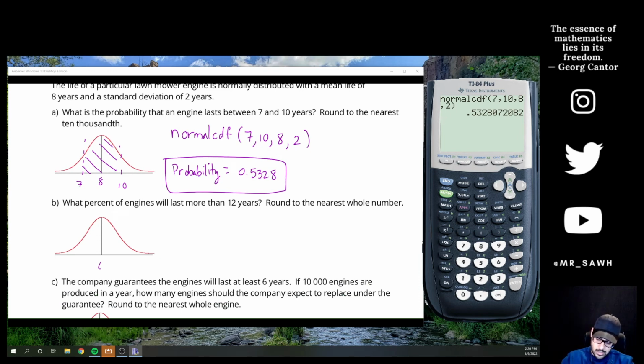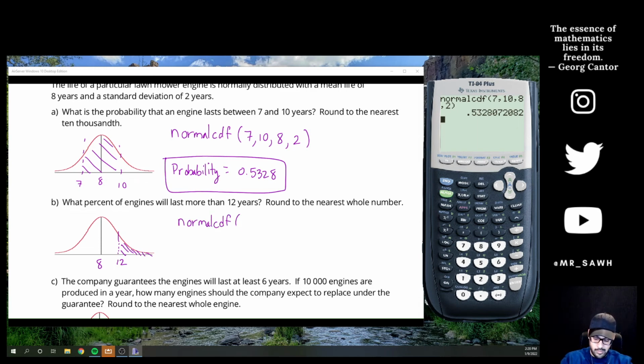So again, 8's in the middle. 12 is greater than it. For the percentage that'll be more than 12, here's my shaded region this time. So again, it's still the same type of question, still a normal CDF. But now the boundaries are different, right? This isn't going to positive infinity, so my lower boundary is 12. Upper is my infinity number. Average of 8, deviation of 2 still.